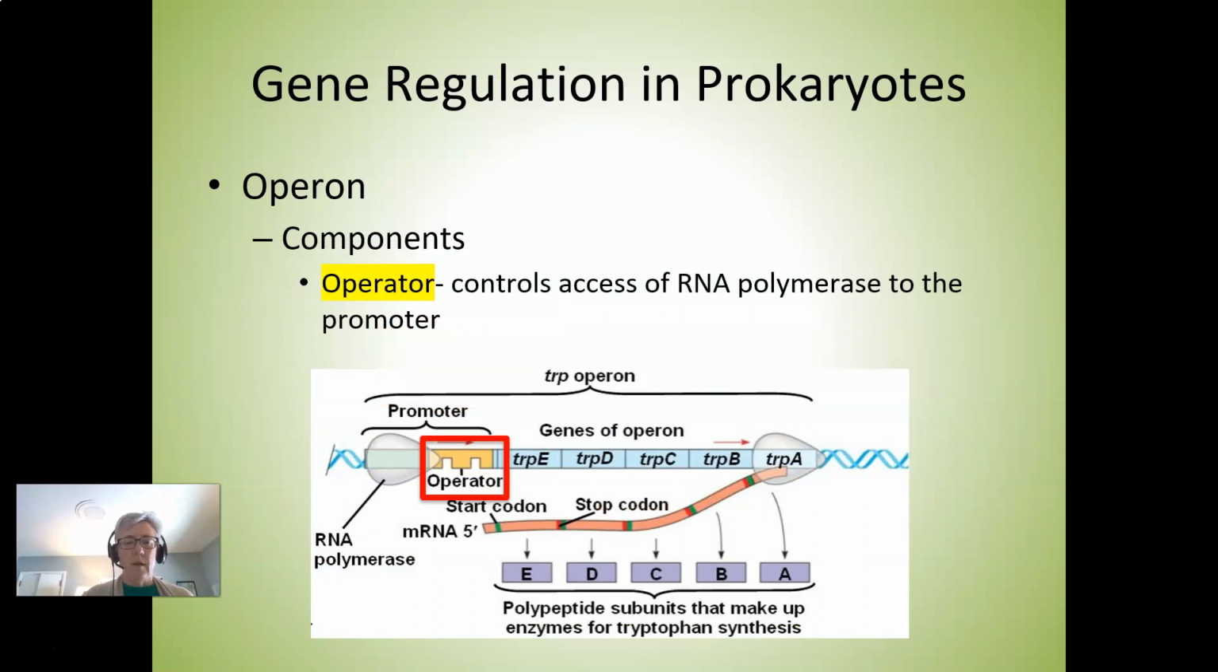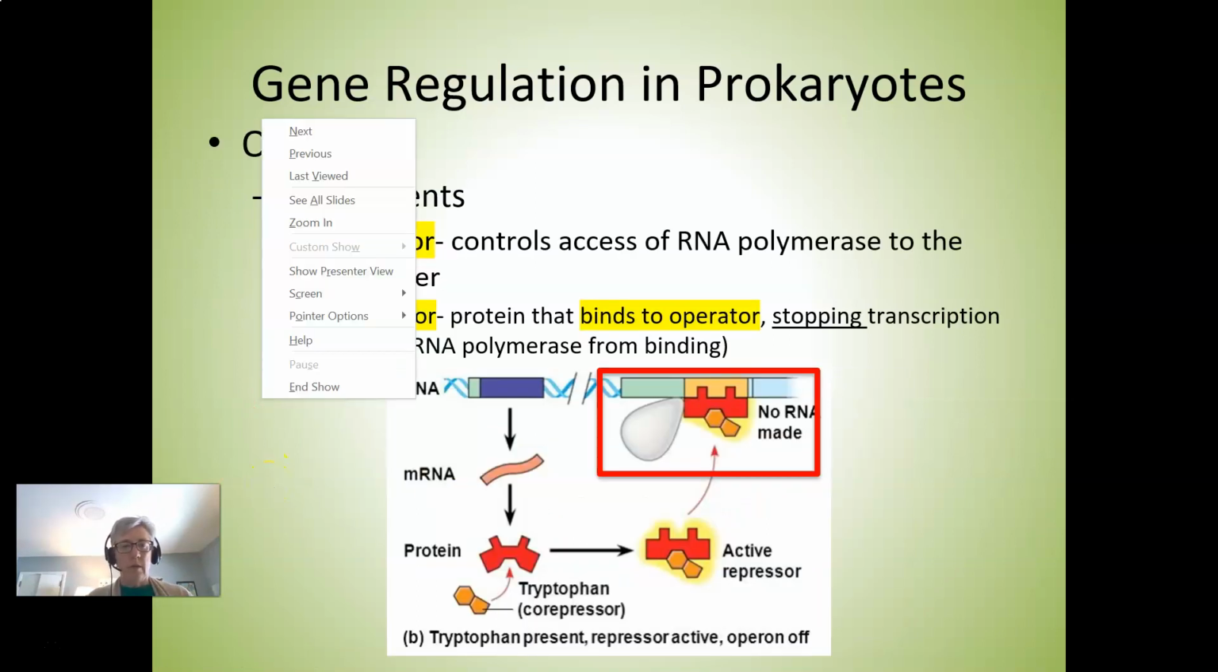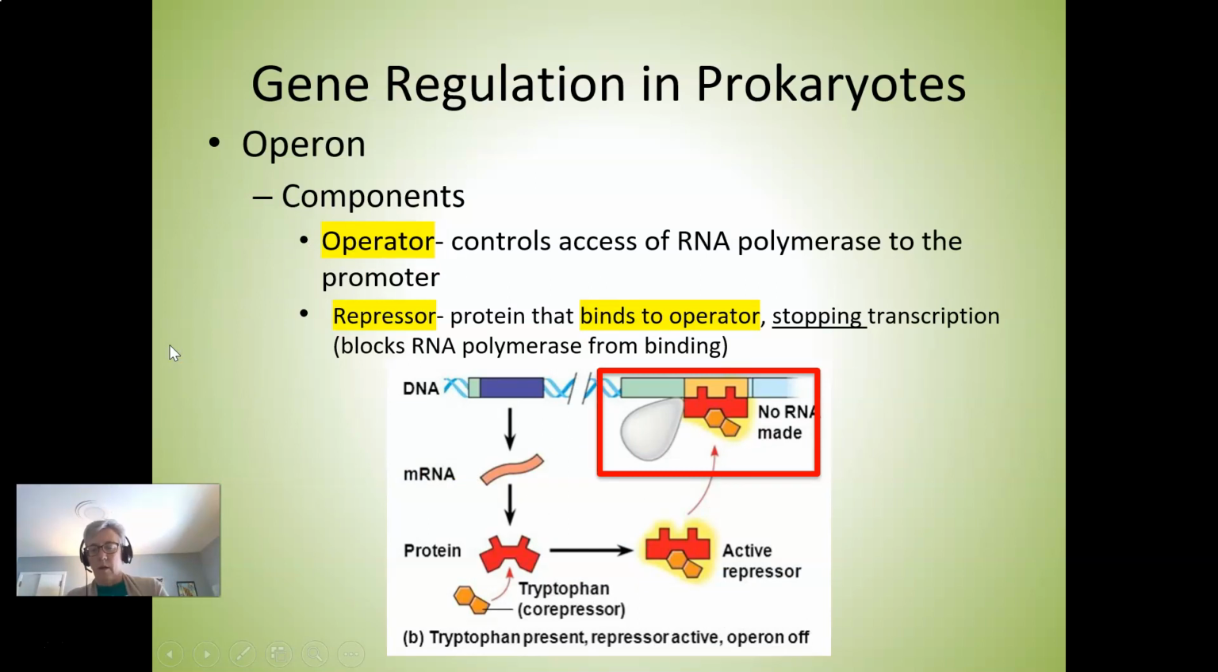All right, and then the operator is a sequence within the promoter sequence that controls access of the polymerase and some other things to the operon. So this operator sequence is part of the promoter, and repressors and activators and inducers might all bind there to do different things that control the polymerase's access to the operon. All right, so that's the operator.